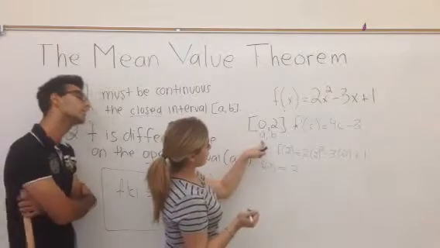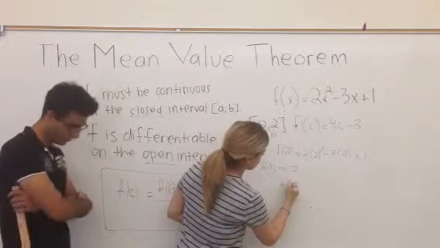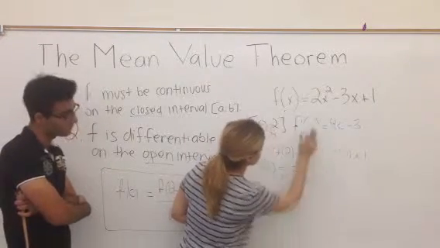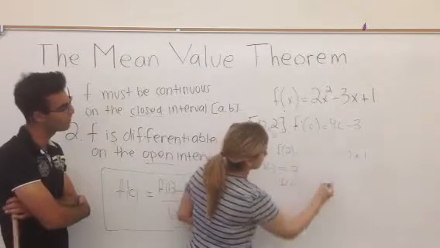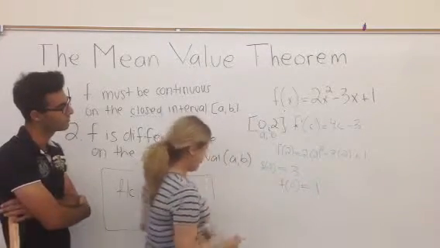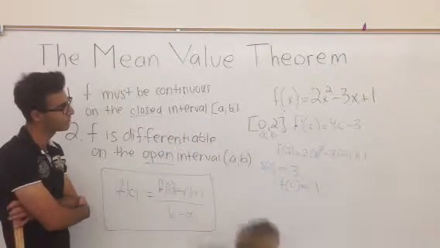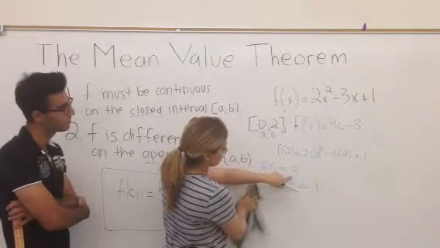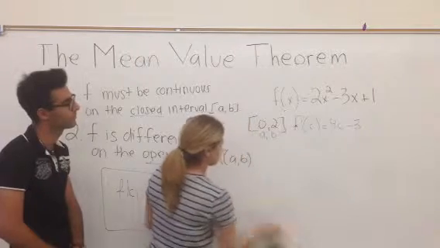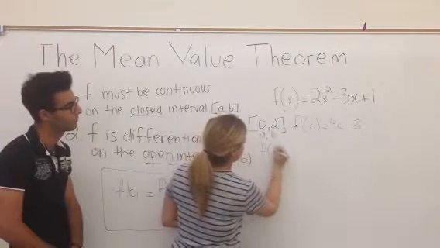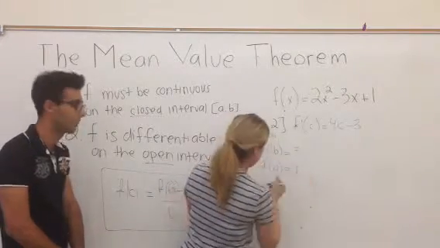To find our f of a, we just take our 0, plug it into the original function, which gives us f of 0 is equal to 0 squared is 0, 2 times 0 is 0, minus 3 times 0, right here, plus 1, that just gives us 1. So I'm going to write, let me just erase this part. Keep in mind, our f of b is 3, f of a is 1.